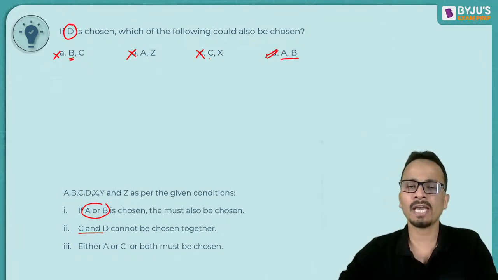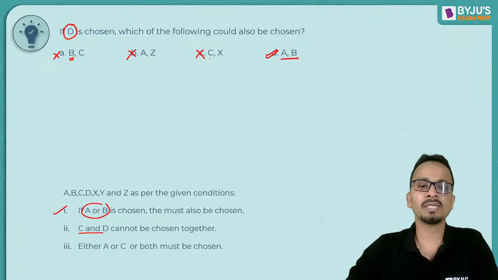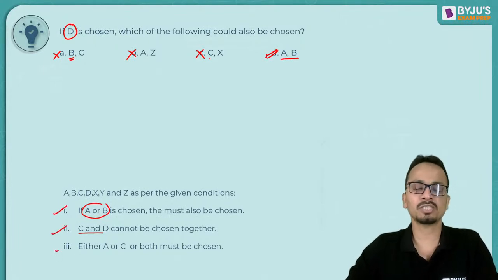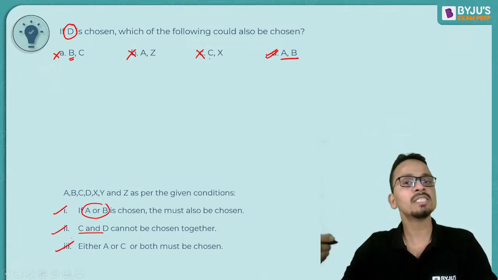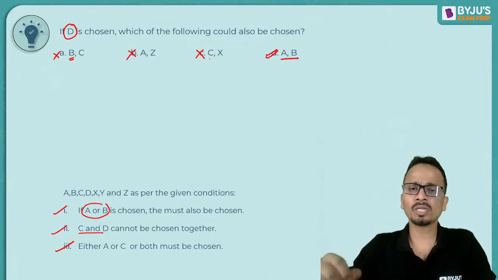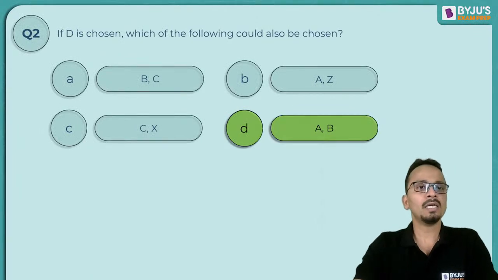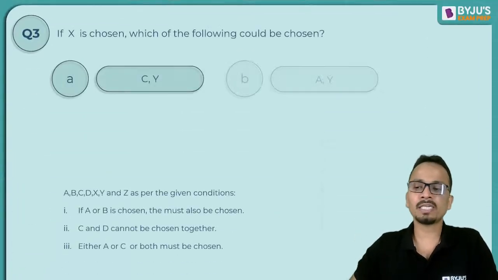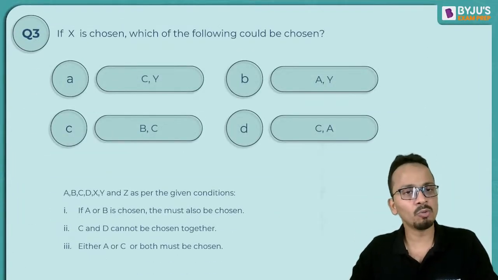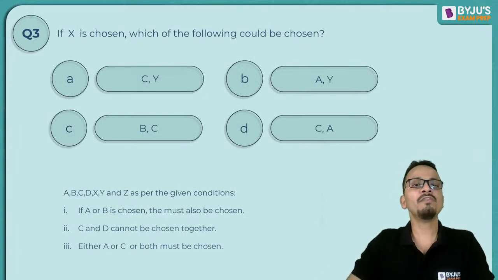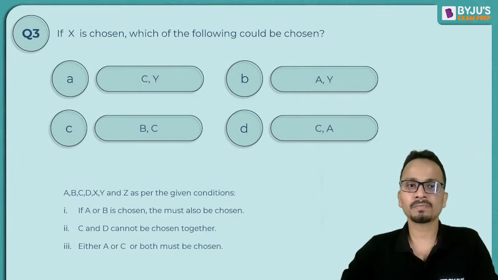They are selecting both A and B. Condition number 1 is there. Condition number 2 is there. Condition number 3 is also satisfied. So the correct answer here is option D. Okay. Now last question for this set, and then after which we'll have one more set. If X is chosen, which of the following could also be chosen?